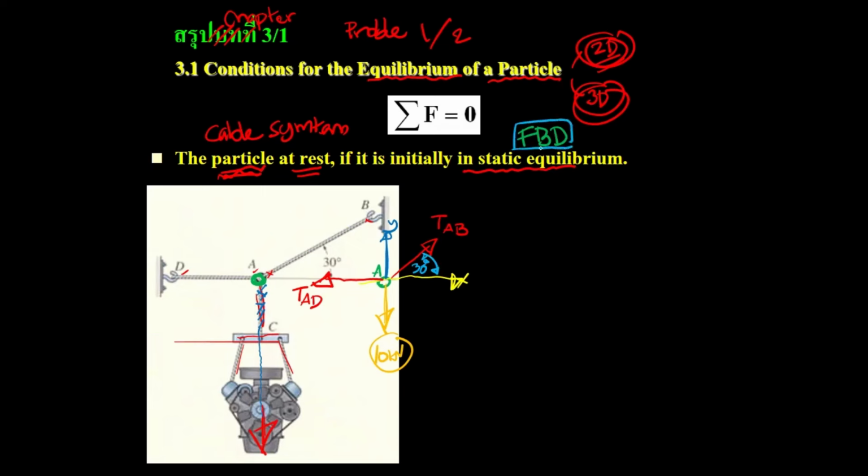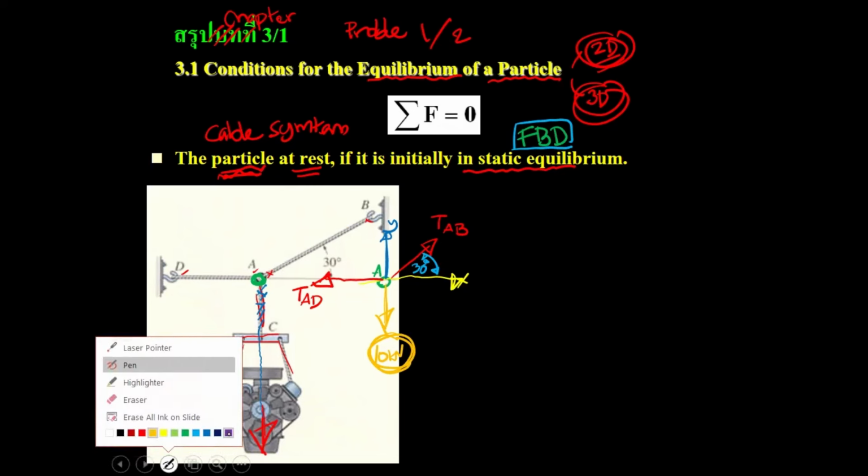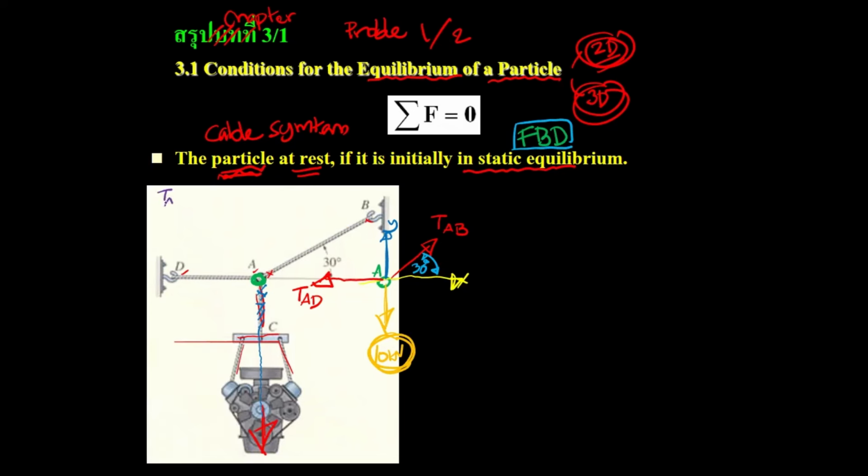And then you get one or two points from drawing this one. Then what happened? The known applied force of 10 kilonewton will cause tension in AD and in AB. That's what we are looking for. We have to use mathematics in the form of the equations of equilibrium to determine the tension forces.